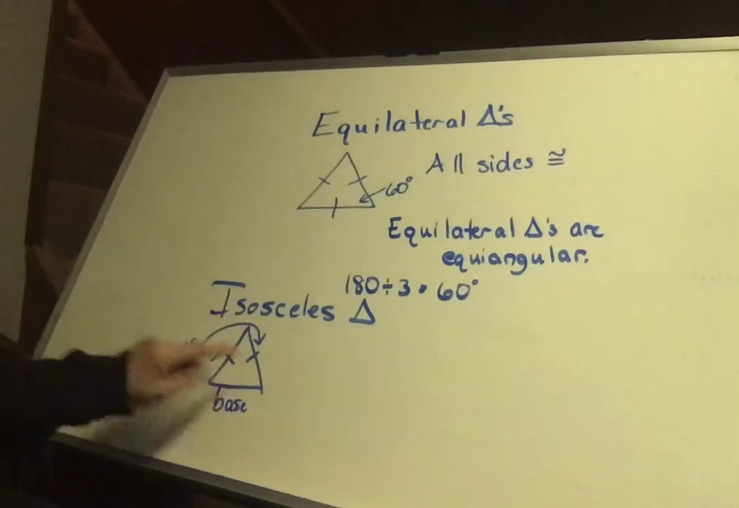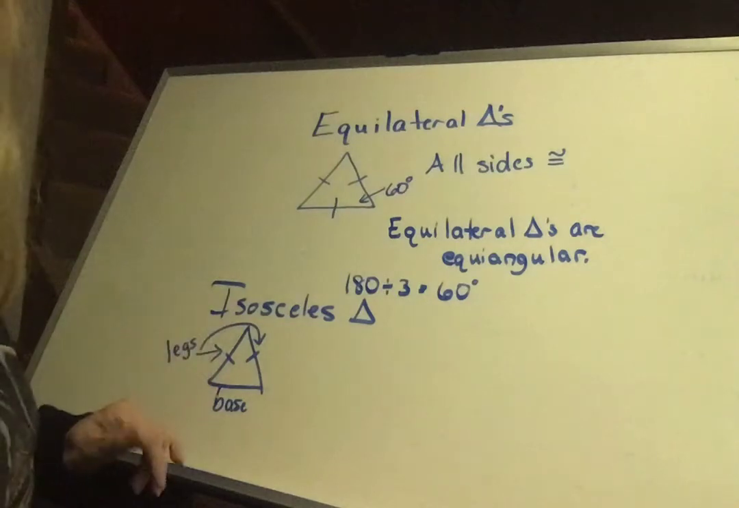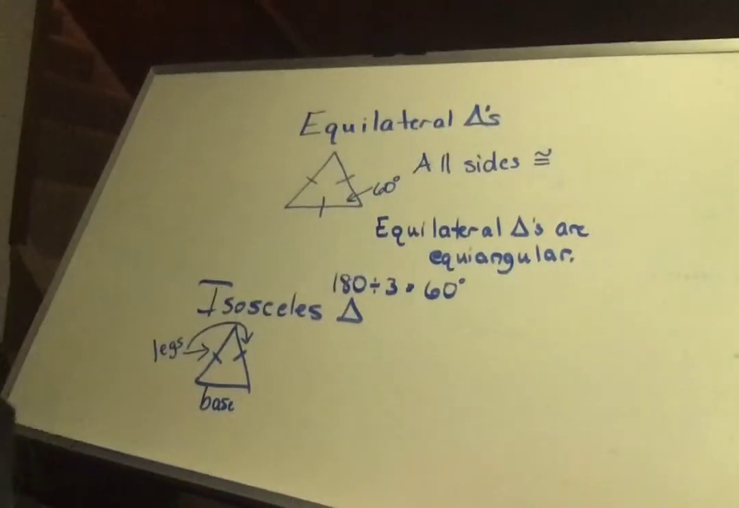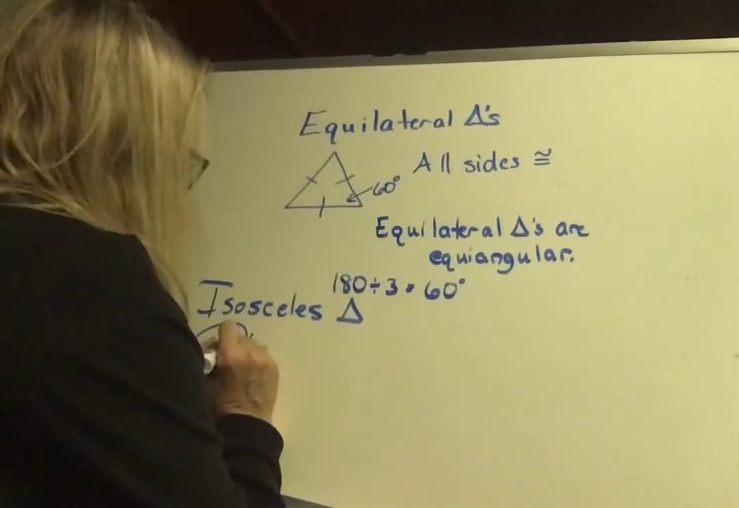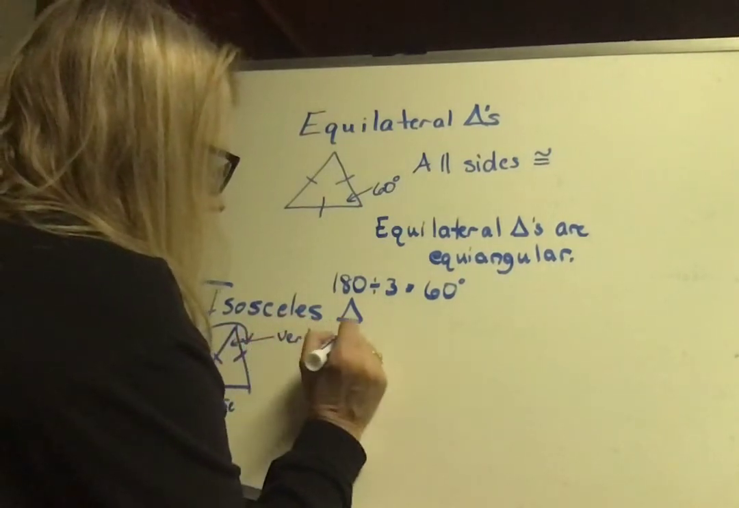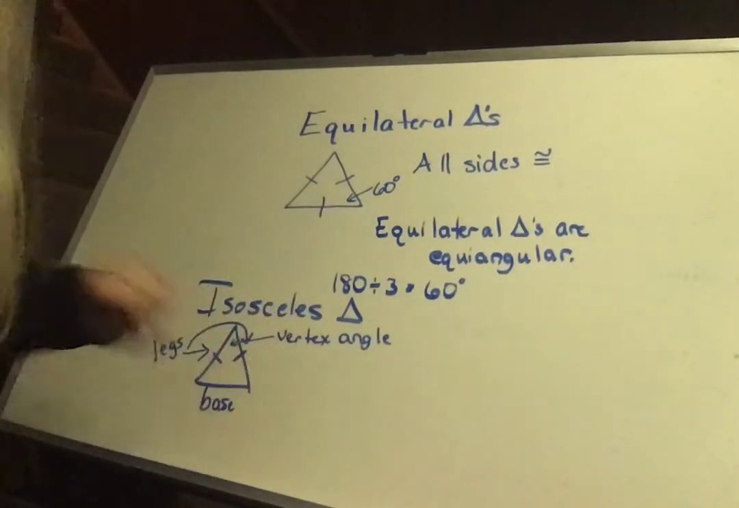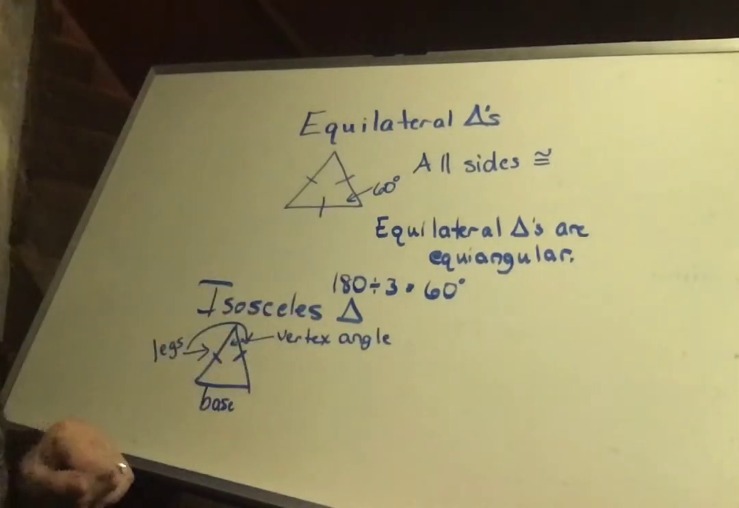They also have three angles. Two sides the same, one side different. They have three angles. The three angles are going to add up to 180. This angle on the top is referred to as the vertex angle. Now, it's at the top at the moment. If we rotated it, it might not look exactly the same.